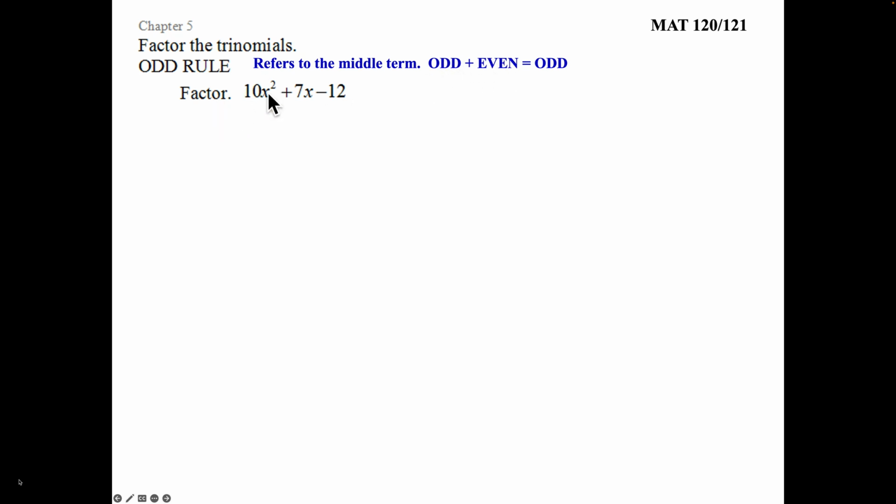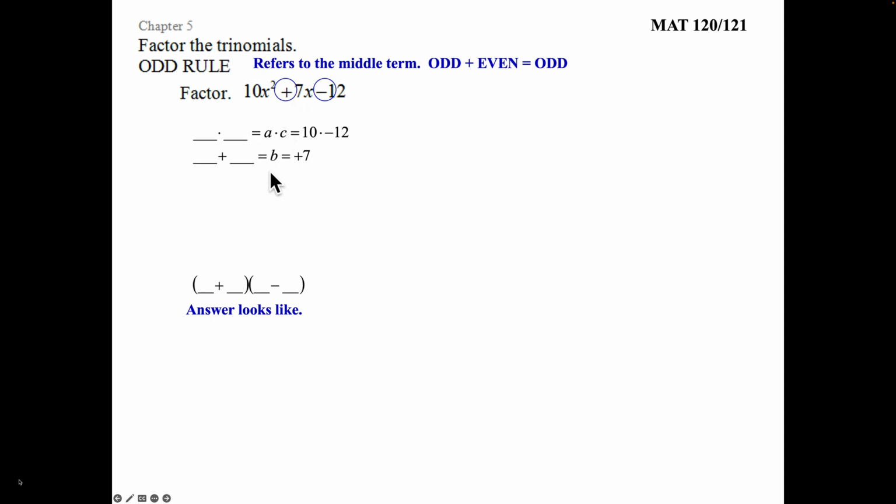So nothing's going to change here. Now I can't put x and x in the front of my binomials because this could be 10x and 1x, 2x and 5x. I'm not sure. But I do know it's a minus 12, so my signs are going to be different, one plus, one minus. So we're going to work this out slowly, and then we're going to discover a shortcut.